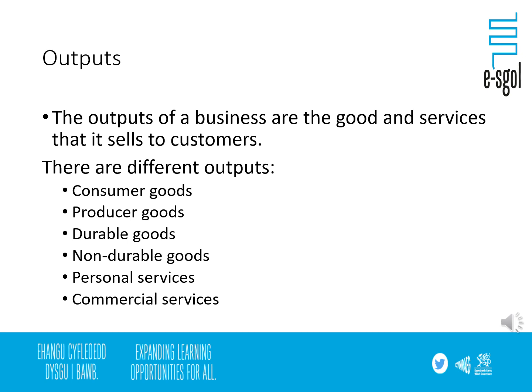So, for example, ingredients in a ready meal are producer goods and they're going to get made into something else. And you've got durable goods, which are goods that you want to last for a long time, like furniture, cars, washing machines. Non-durable goods are things that are bought that are not going to last a long time. Personal services are services for personal use, like window cleaners and hairdressers. And then you've got commercial services, which are services for a business, like a business that has a canteen that they offer their employees.